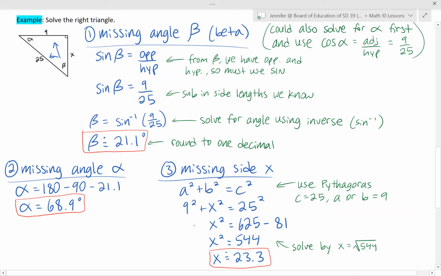So I replace a with what I was given, and I replace b with what I'm looking for, which is x. So now to solve for x, 25 squared gives me 625. 9 squared is 81, and I brought that to the other side, so we've got minus 81. It gives me 544, and then I would just square root both sides, and I get that the square root of 544 is 23.3. Always round to one decimal place. So now we've solved this triangle because we found the three missing pieces.